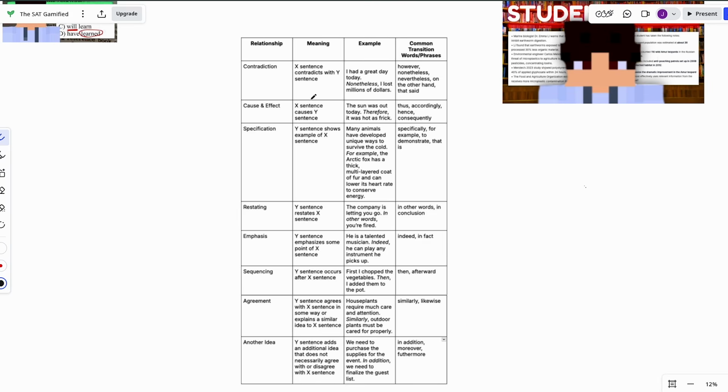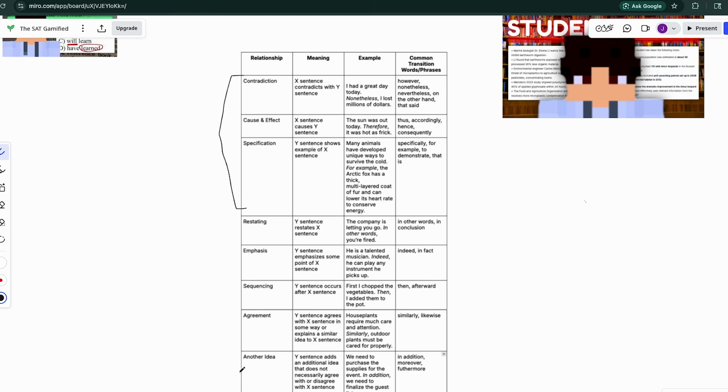I have this list here of all the most common transition word types you're going to see on the SAT. The ones you really need to pay the most attention to though are these first 3. Contradictions, like when something contradicts the previous sentence, cause and effect, when the first sentence causes the second sentence, and specification, when the second sentence provides an example or is more specific on what the first sentence talked about. But all these you should try memorizing if you have the chance.